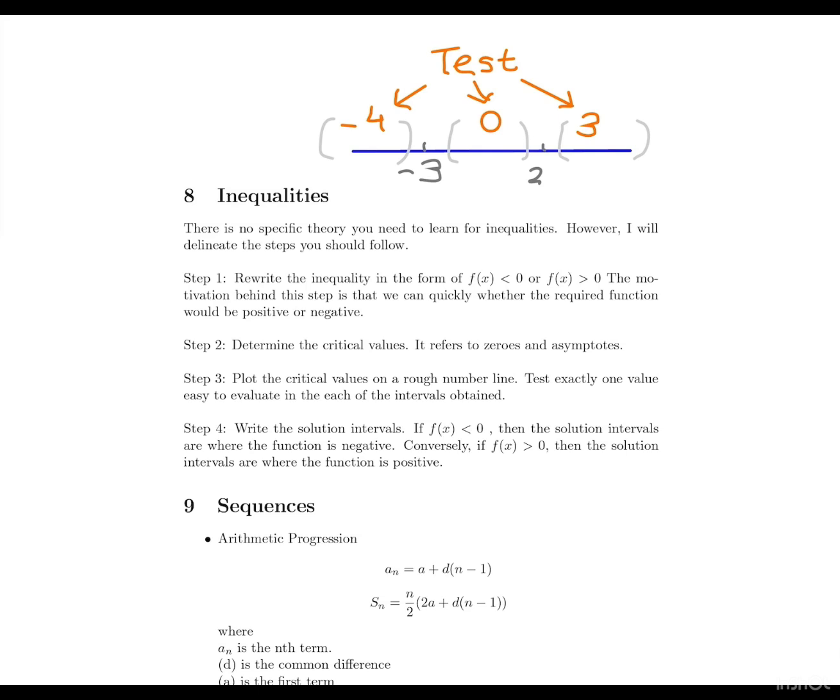Step 3, we plot the critical values on a rough number line I've shown you above. For example, if I have my critical values as -3 and 2, I plot them on a number line and I roughly get my intervals. Then I test exactly one value easy to evaluate in each of the intervals obtained. Here, they could be -4, 0, or 3. And step 4, we write the solution intervals. I hope that was clear.